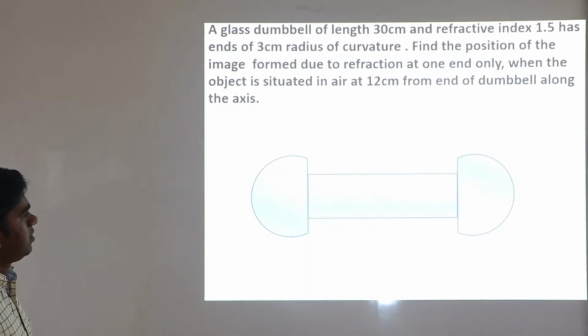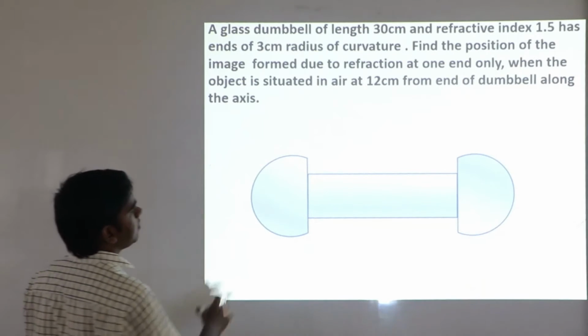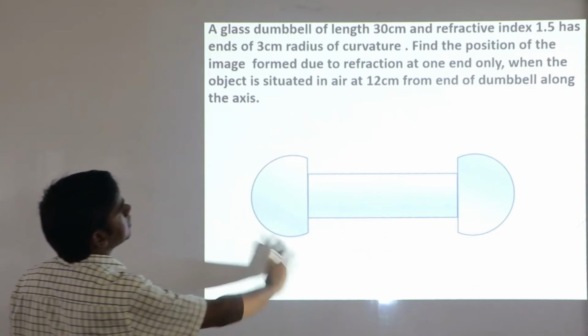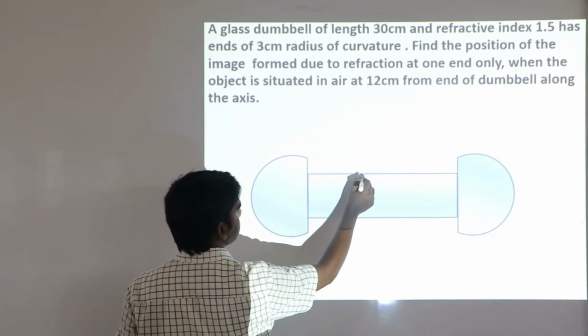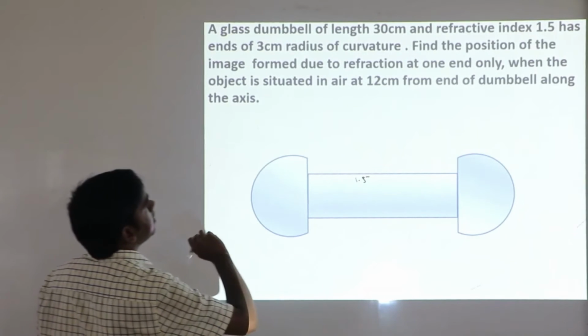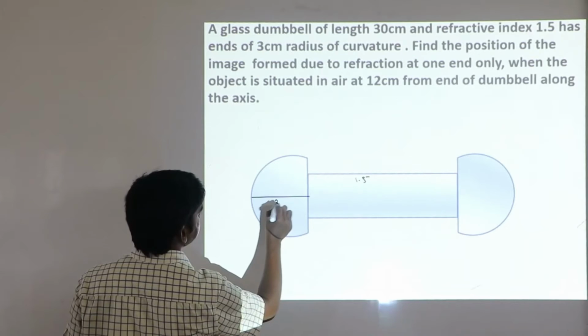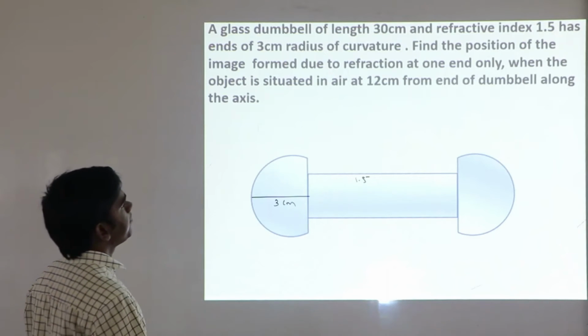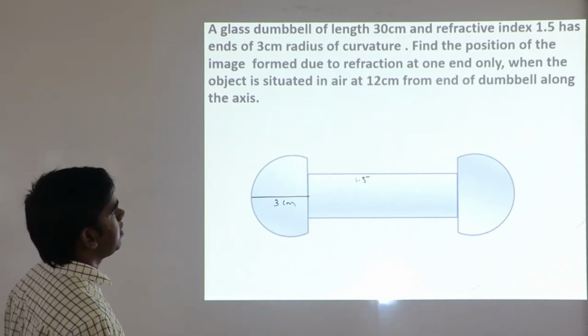So, next question. The question looks complicated, but what they ask is actually very simple. What have they given? They have given a dumbbell of total length 30 centimeter, and the refractive index of this material is 1.5. The radius of curvature is given as 3 centimeter. Find the position of the image formed due to refraction at one end.